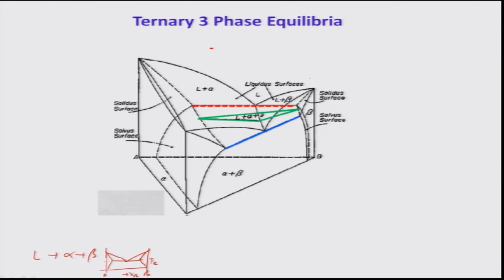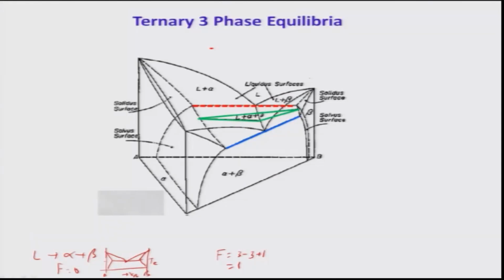Now, the distinguishing feature in a ternary phase equilibrium is that, in a binary system, f is equal to 0, degrees of freedom equal to 0. In a ternary system, f is equal to 3 minus 3 plus 1, that is equal to 1. So, f is 1, the system is monovariant. If the system is monovariant, then it occurs over a temperature range. It cannot be at a point, or at a fixed temperature.